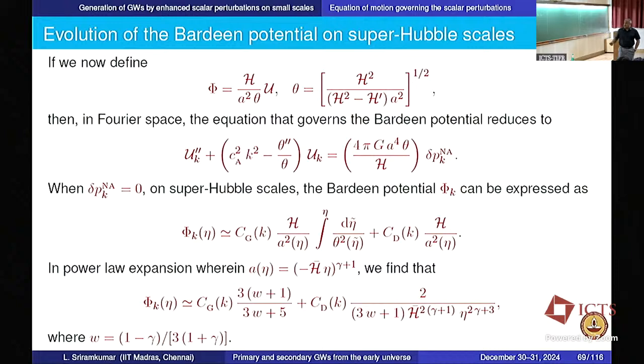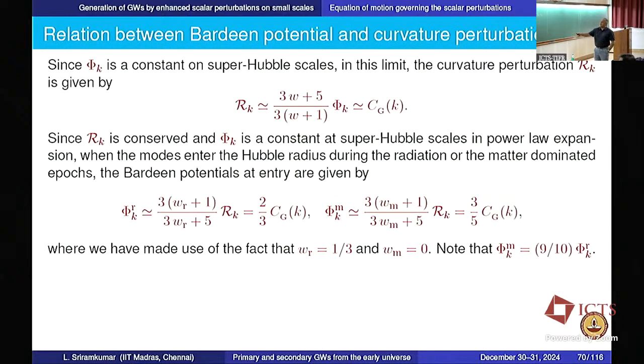And if you are just studying late time evolution, when the modes are not inside the Hubble radius, all that you will know is that the Bardeen potential behaves in this form, but we do not know what Cg of k is, and that is essentially provided by inflation. And coming back to this relation between Rk and phi k, Rk is essentially given by this expression. And since Rk is conserved on super-Hubble scales, and phi k is a constant on super-Hubble scales in power law expansion, you can arrive at the following. Using the conservation of Rk, you can relate the phi k during radiation domination to the primordial Cg of k in this manner.